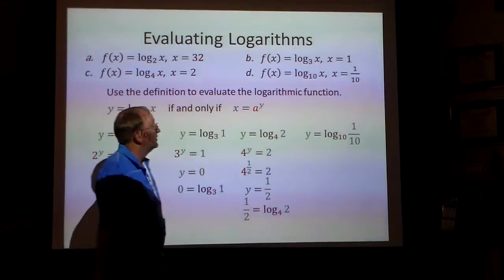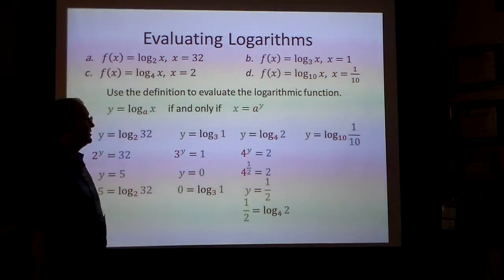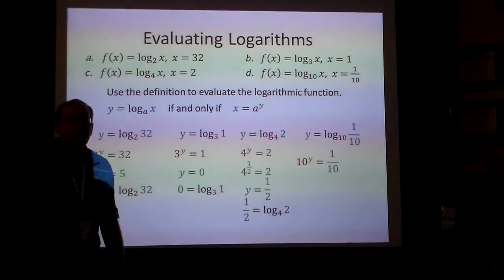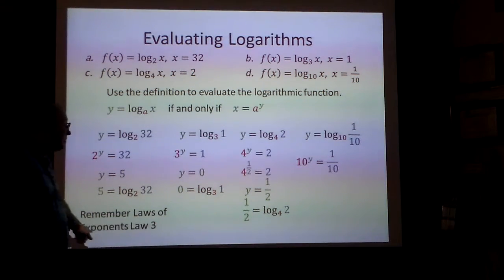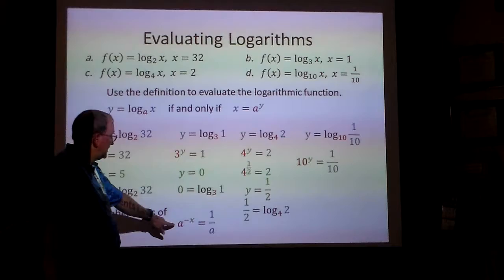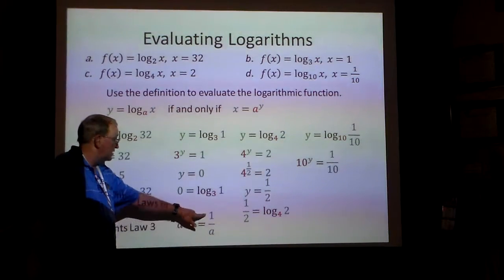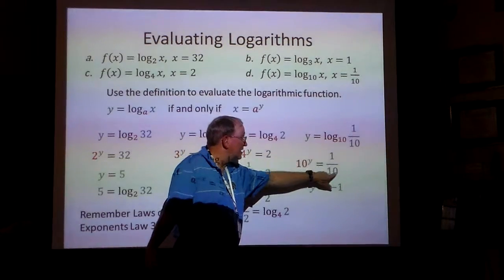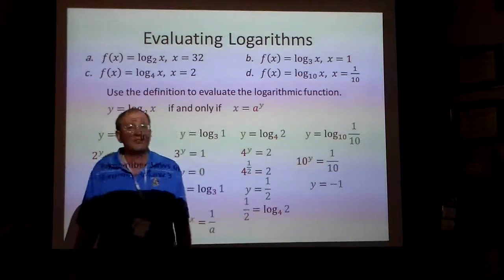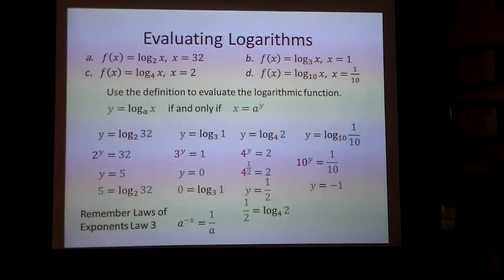Notice this one. Use the definition. 10 to the y power makes 1/10. Now think about this. What would y have to be? Well, how do you get to the denominator? You've got to remember laws of exponents. Law 3, which is a to the negative x is 1 over a to the x. So if I want 1/10, 10 to the -1 would make that. So y is -1. Okay?